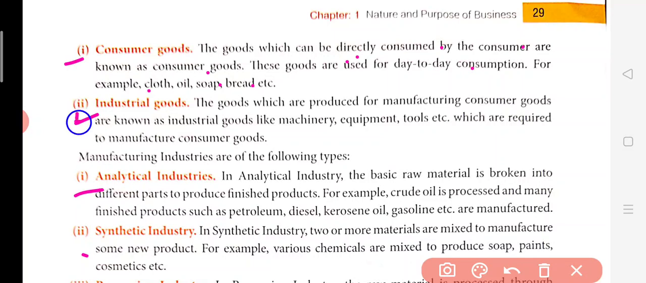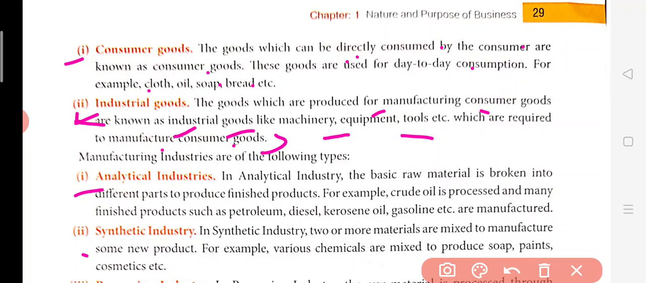The other type of goods are industrial goods. These are goods like machinery, big refrigerators, big generators. These goods are produced for manufacturing. Industrial goods like machinery, equipment, tools, etc., are required to manufacture consumer goods. All these machinery, equipment and tools are for the use of the industries. Industries means the secondary sector. There are some industries which use this equipment to do further production of those consumer goods.